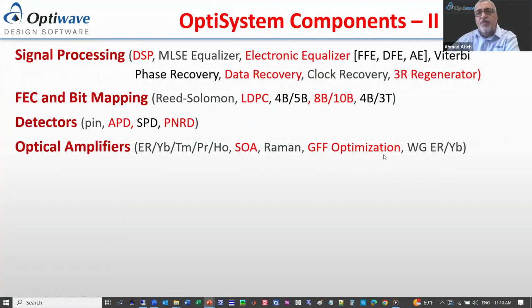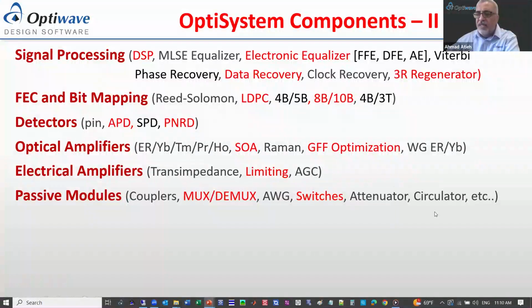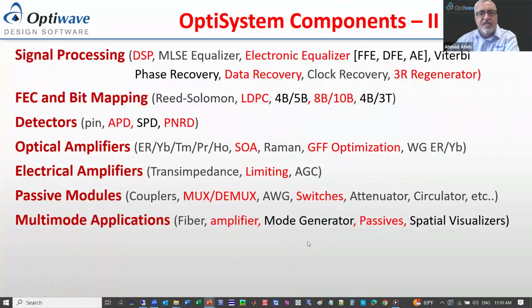We also allow optimization in OptiSystem, so you can do gain flattening filter optimization. Electrical components: there are transimpedance amplifiers, which can be in the linear regime or nonlinear regime, so you have two options to operate these transimpedance amplifiers. There are limiting amplifiers and automatic gain control amplifiers. There are also passive modules, which can be couplers, multiplexers, everything you can think of in terms of devices.